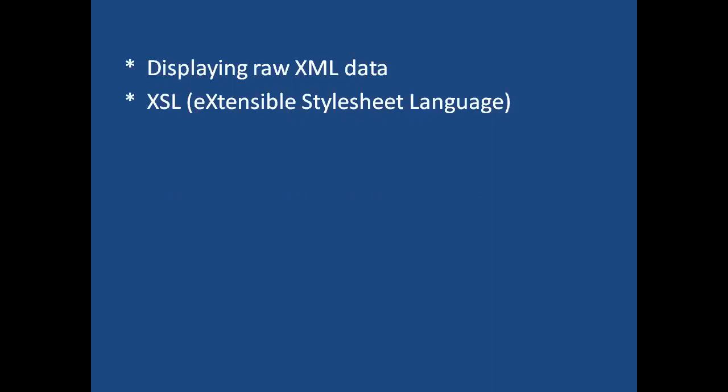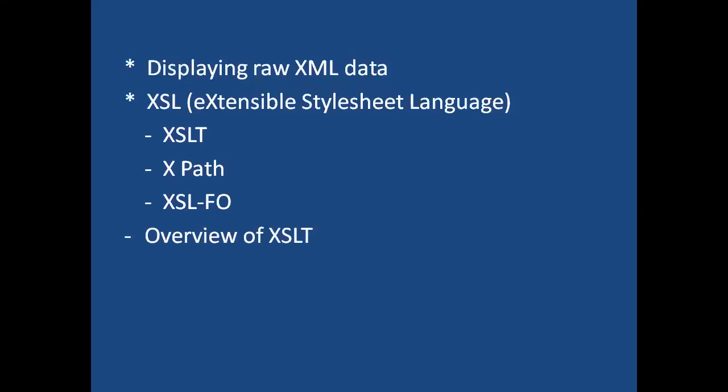Following are the main parts of XSL. XSLT is used to transform an XML document into various other types of documents. XPath is used to navigate an XML document. XSL-FO is used to format an XML document.